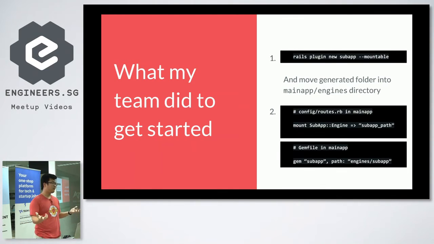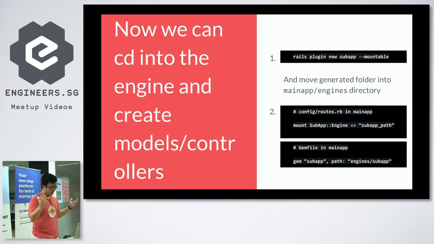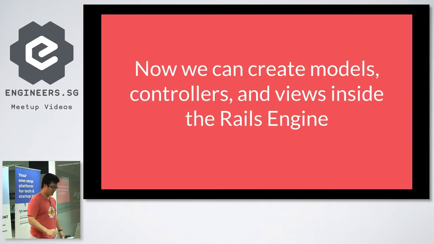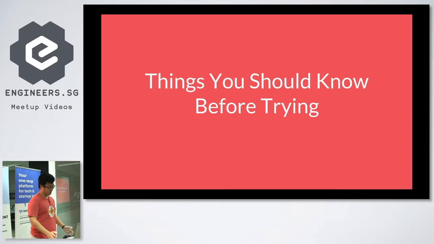remember the Rails engine is a gem. So you need to make sure your Rails app loads this gem. Bundler has this syntax that allows you to include a gem by specifying the path to a local directory that contains the gem. So this is what we do. And with that, basically, you can start going into there and start creating models and controllers and views and all that stuff, and it's supposed to work as if it was just another app mounted at this URL, which works for the most part. Yeah. So these are things you should know.